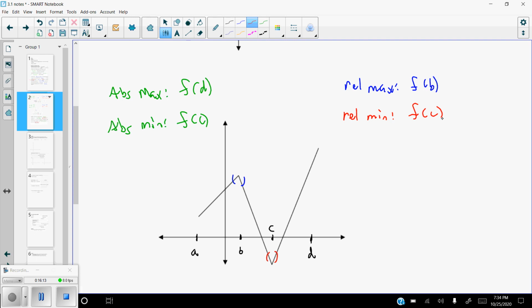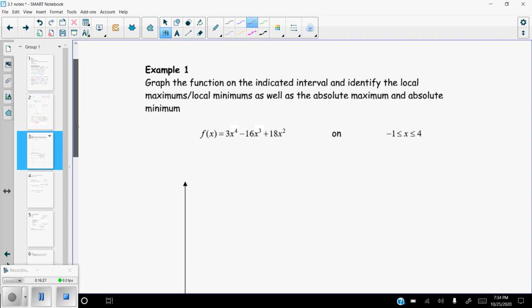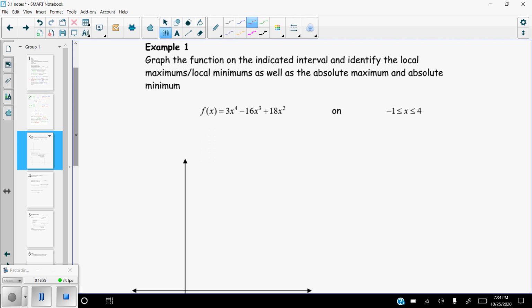Okay, I think we're going to do this next example, and this might be the last example before we go to video 2. So looking at example 1, graph the function on the indicated interval and identify the local maximums, local minimums, as well as the absolute maximums and absolute minimums.